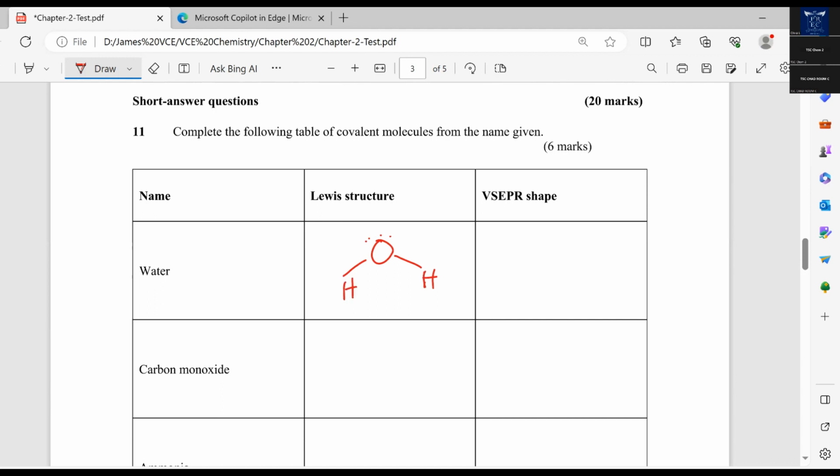And then here they are asking about the shape. So what is this shape called? This shape is called what? Bent, yes. So it's asking for the name.